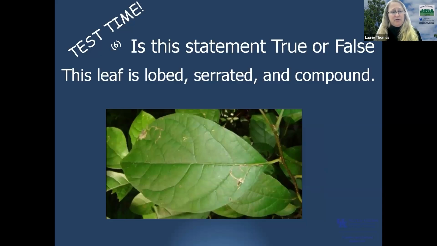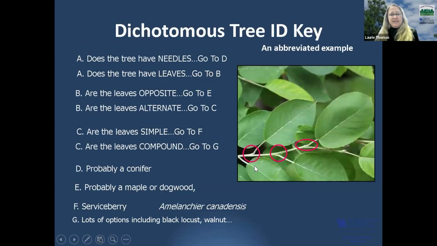All right, always got to have one of these. Is this statement true or false? This leaf is lobed, serrated, and compound. Well, let's look at our leaf. Do we see any lobes? What does the edge of that look like? Does it look like it has serrations, or does it look smooth? And let's see, what is our leaf form like? We see a bud here, a stem, and we see one blade. So it's not a compound leaf, so we know this statement is false. In fact, the leaf is not lobed, it's not serrated, and we know it's not compound. It is a simple leaf. All right, good job. Hopefully everybody did well on that.